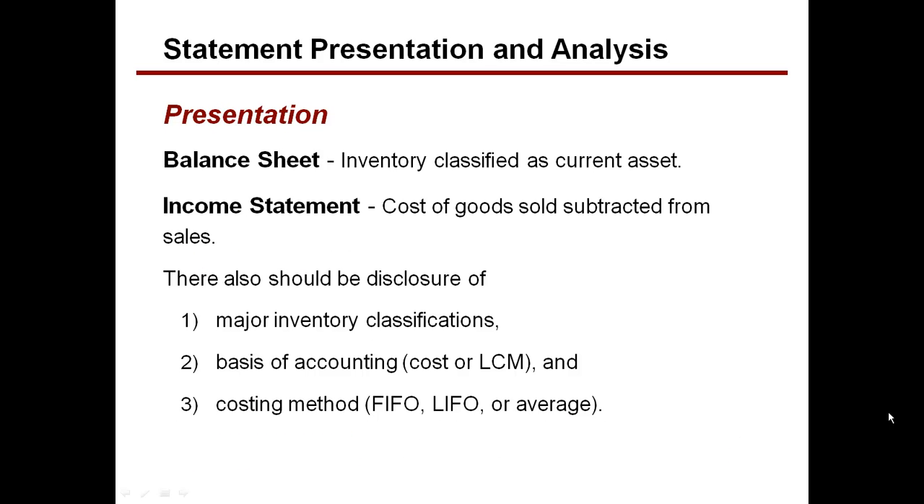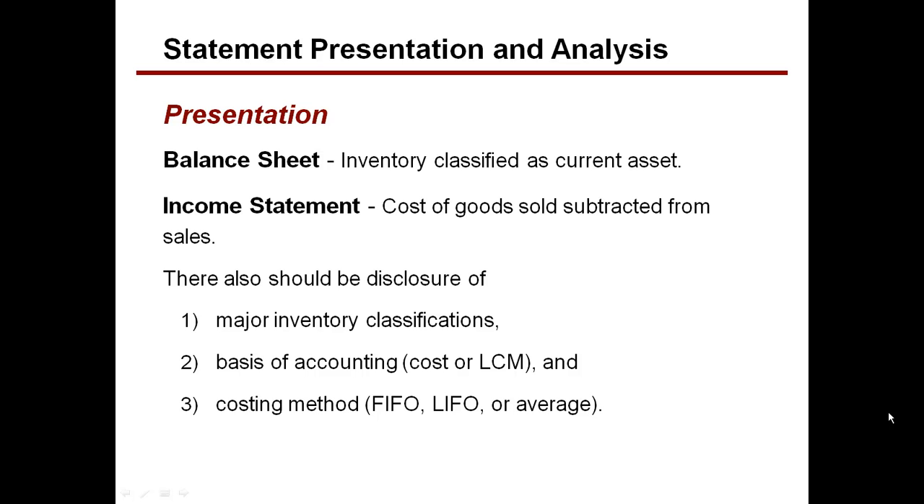This slide is a reminder that for presentation purposes and financial statements, inventory is classified as a current asset, meaning that it's expected to turn into cash within the operating cycle or 12 months, whichever is less of the business. The cost of goods sold is the major expense item on the income statement, subtracted from sales to arrive at net sales.